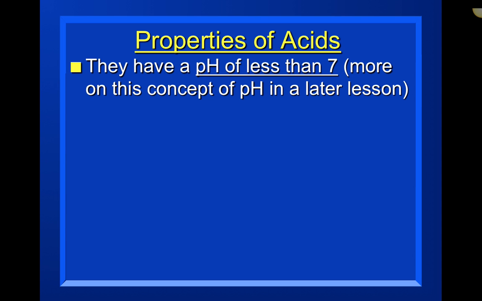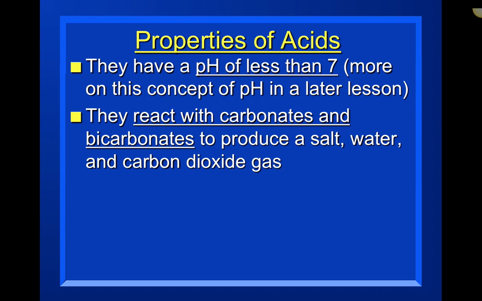Properties of acids continued. Acids have a pH of less than 7. So our pH scale goes from 0 to 14. So from 0 to under 7 would be considered acidic. And we'll talk more about that later.